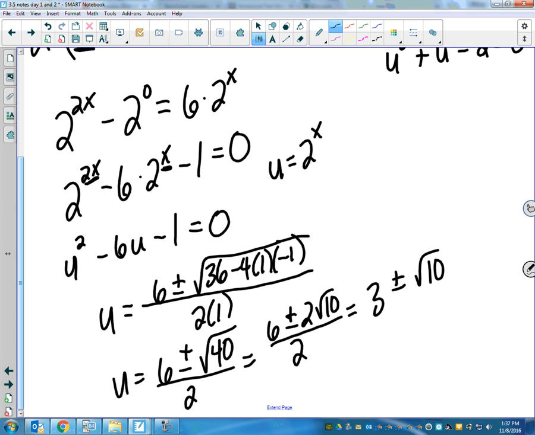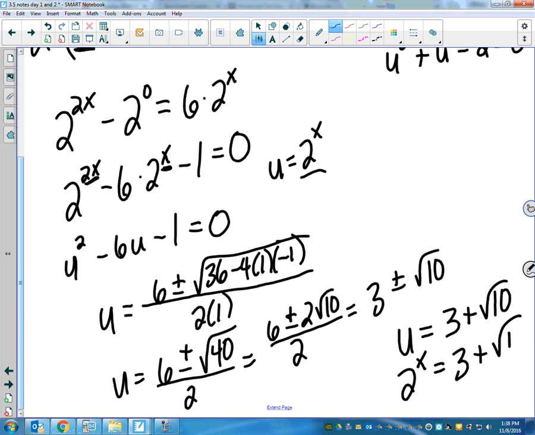We want to know what x equals. I'm telling you, it's like the never-ending problem. So u equals 3 plus the square root of 10. And what was u? So we can say 2 to the x equals 3 plus the square root of 10.